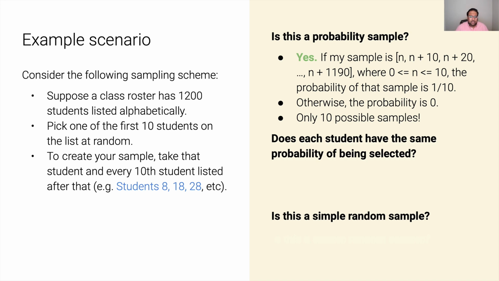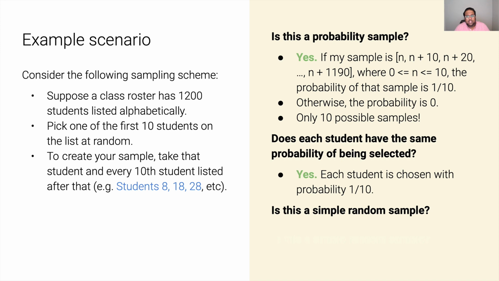Now the question is, does each student have the same probability of being selected? Well, let's think. In what case does student 23 get selected? They get selected if student 3 gets selected, which happens with probability 1/10, and so student 23 gets selected with probability 1/10 as well. In what case does student 996 get selected? They get selected if student 6 gets selected, which happens with probability 1/10, and so student 996 gets selected with probability 1/10 as well. And so, yes, indeed, each student has the same chance of being chosen. They all are chosen with probability 1/10.